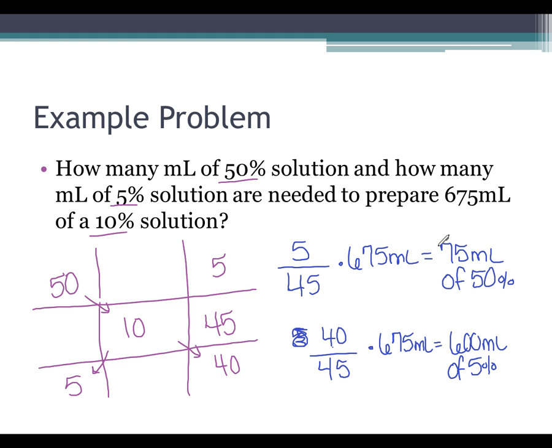I'm going to go ahead and do a quick check. If I add 75 and 600 together, it does total 675 mLs. So now I have received both of my answers for this particular alligation problem. Now that we've learned how to perform an alligation problem, I hope that this gives you the ability to complete some of your assignment questions.